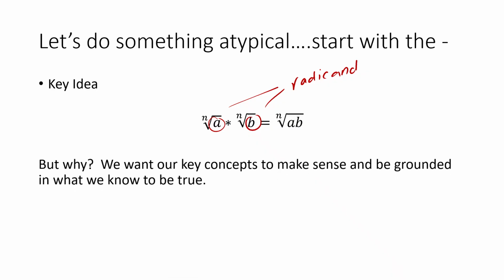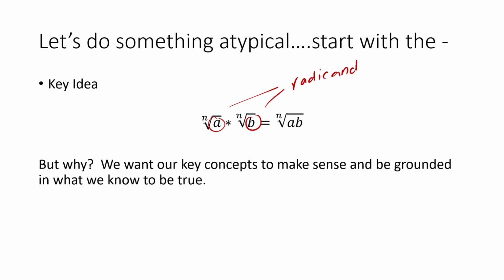But why? If you've watched any of my videos, I'm not going to just give you a key idea and say, okay, now just do some problems, plug into this formula. We want our key concepts to make sense and be grounded in what we know to be true. Math should never ever feel like voodoo. It should never feel like magic. I tell my students it's magical, but it's not magic. So we don't want it to seem like we can just multiply the radicands, when in adding and subtracting, we can't add the radicands. So we cannot add them, but we can multiply them. The why behind that should make sense.